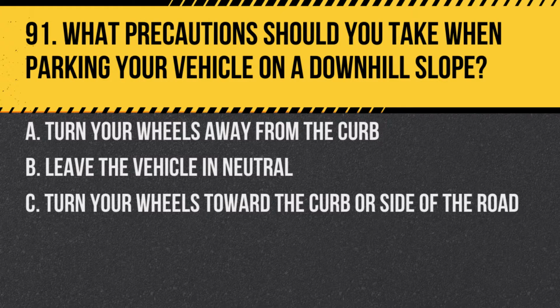A. Turn your wheels away from the curb. B. Leave the vehicle in neutral. C. Turn your wheels toward the curb or side of the road. Answer: C. Turn your wheels toward the curb or side of the road. When parking downhill, turn your wheels toward the curb or side of the road to prevent the vehicle from rolling into traffic if the brakes fail.